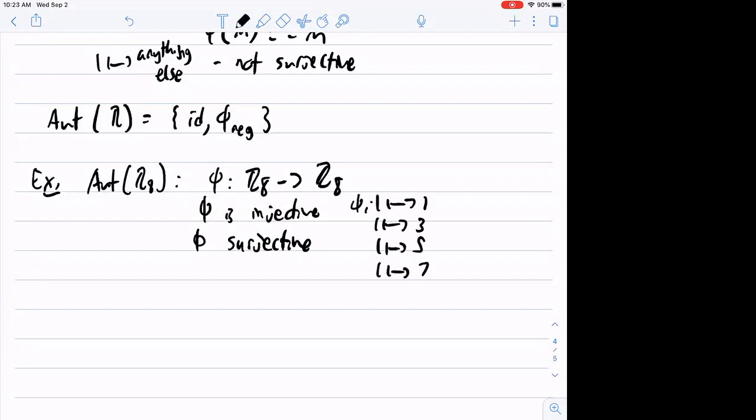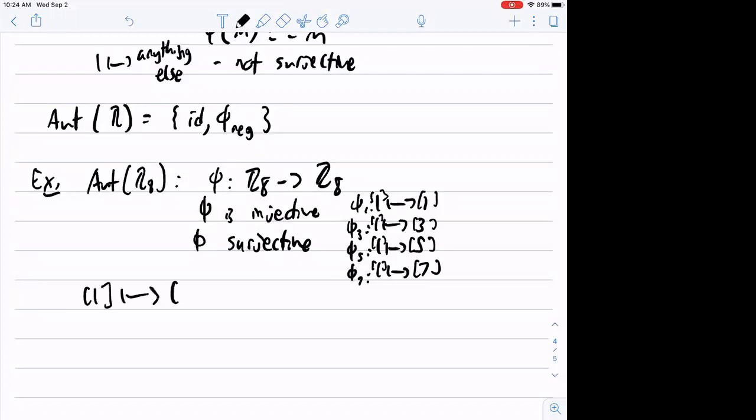So I'll call these phi1, phi3, phi5, phi7. I'll leave checking well-definedness to you. I don't think it's that hard. But can I get anything else? You only have 4 other choices: you send 1 to 2, 1 to 4, 1 to 6, 1 to 0. And you could check that if you do that, it's not going to be surjective.